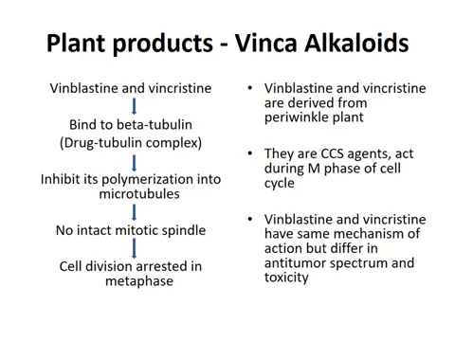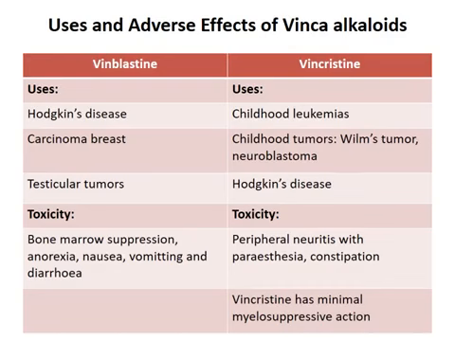Plant products, vinca alkaloids. Vinblastine and vincristine are derived from the periwinkle plant. They are CCS agents. They act during the M phase of cell cycle. Vinblastine and vincristine have the same mechanism of action but differ in anti-tumor spectrum and toxicity. They bind to beta tubulin, forming the drug-tubulin complex. This inhibits its polymerization into microtubules, so there is no intact mitotic spindle, and ultimately cell division is arrested in metaphase. Uses and adverse effects of vinca alkaloids.